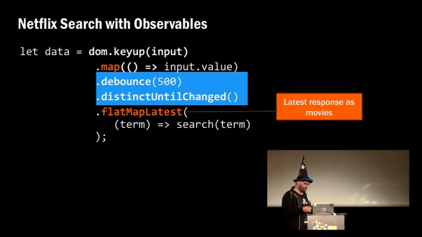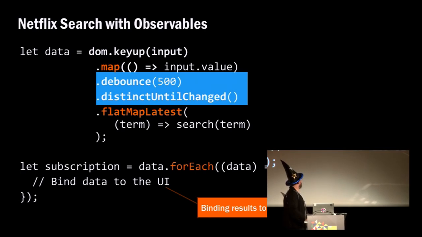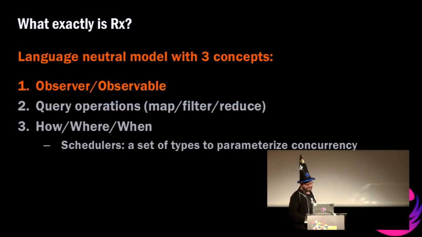So for Netflix search, we could do autocomplete with basically the same kind of code, where you can take the key ups, we can get the value, and we can debounce it, so maybe we're typing too fast and we don't want to send all of that to the server at once. We can get the latest term. When we're dealing with asynchronous programming, there's the idea of getting out-of-order responses. With flat map latest, that's not possible. We cancel the previous request, and then only the current request is valid. So that's pretty cool, and the fact that then we can call for each and bind it directly to the UI with our data.